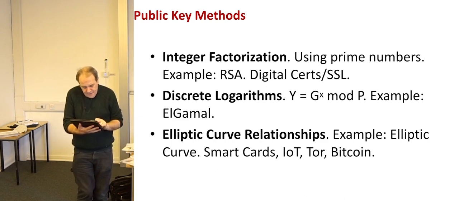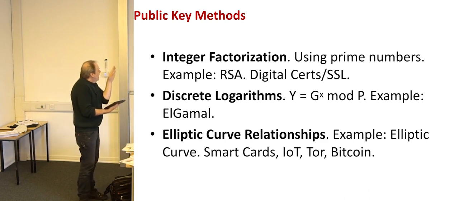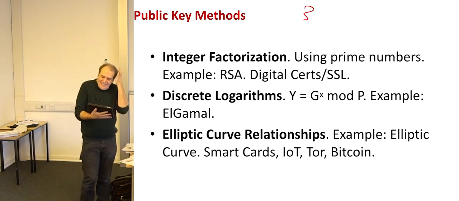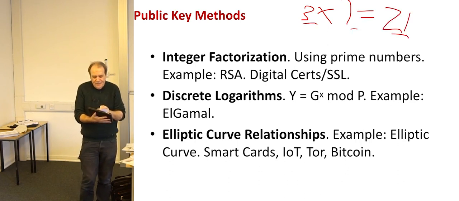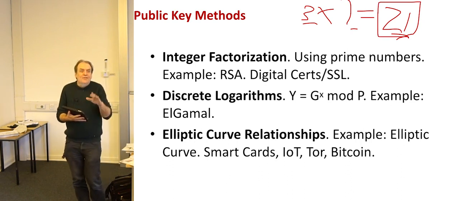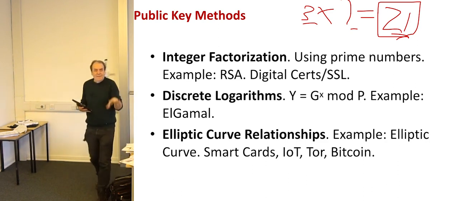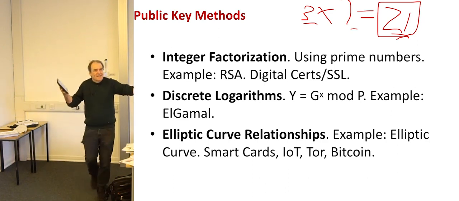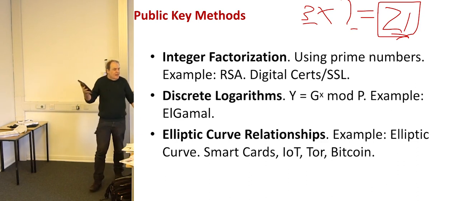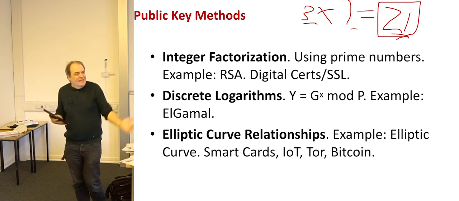The three main ones that we use for public key methods: they hate factorizing. So if I take two prime numbers and multiply them together, computers aren't very good at finding out what the two prime numbers were that caused that one. Remember, we deal with 2048 bits or 4000 bits. These are massive numbers. There are trillions and trillions of possible outcomes.